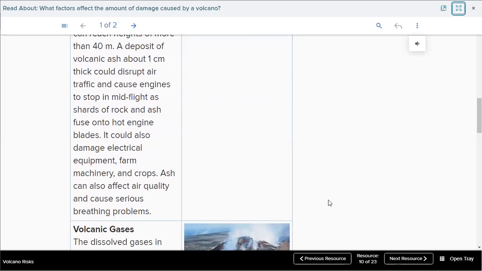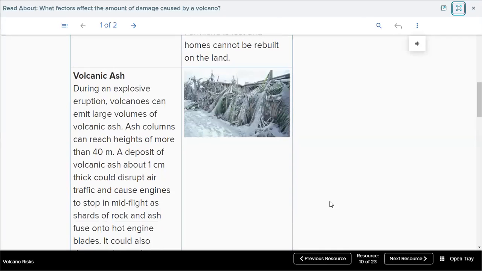Thanks, Mohammed. So it's called volcanic ash. Volcanic ash means the remains of a volcano. During an explosive eruption, volcanoes can emit large volumes of volcanic ash. Ash columns can reach heights of more than 40 meters.